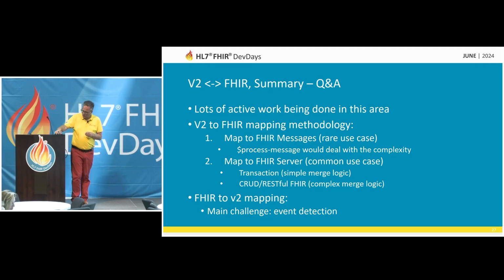So to summarize, version 2 to FHIR, there's lots of active work in this area. HL7 itself creates and also ballots these mappings in spreadsheets and in a special version 2 to FHIR implementation guide, and that's slowly being progressed. If you look at the mapping itself, although it was the favorite option of you here in the room, translating version 2 messages to FHIR messages is something that I've rarely seen. FHIR messaging tends to be not that popular, but you can. It's certainly easier. Map to FHIR server, something we've commonly seen.